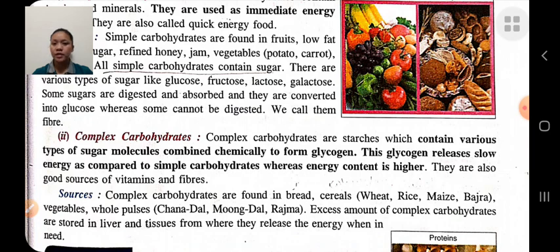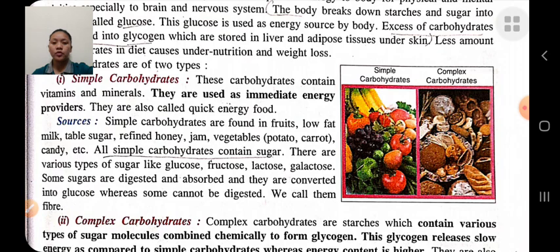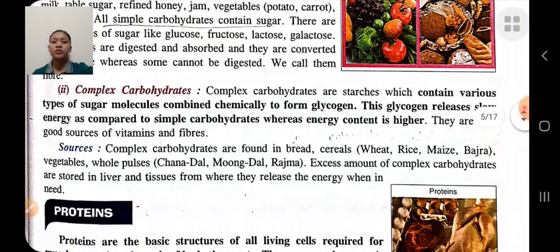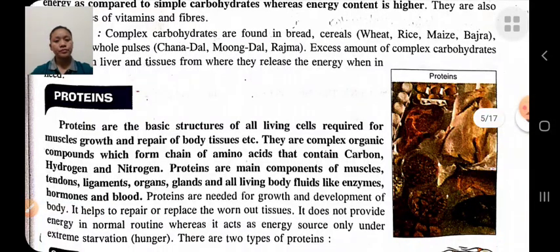Carbohydrate is divided into two parts: complex carbohydrate and simple carbohydrate. Simple carbohydrate provides you quick energy, and complex carbohydrate releases slow energy, but the energy contained in complex carbohydrate is high. Next is protein.